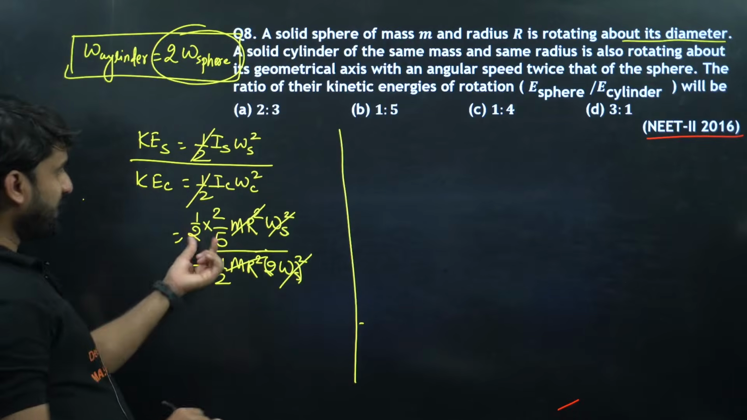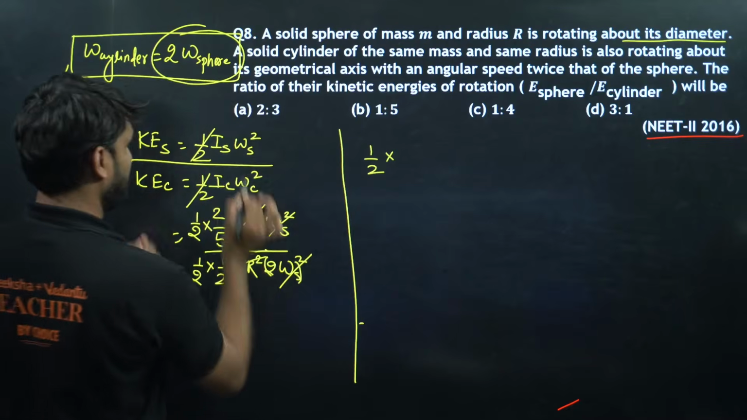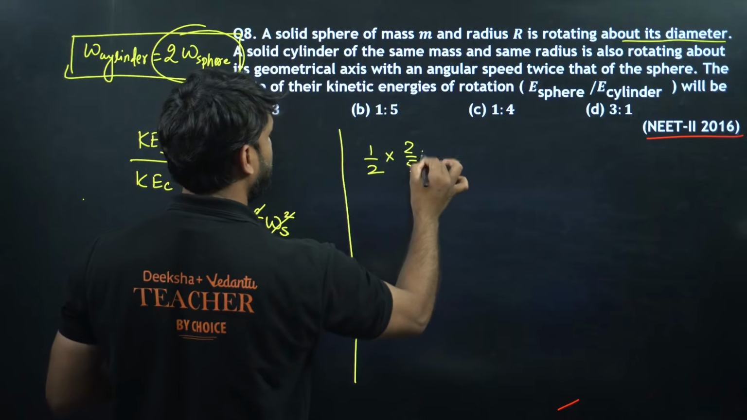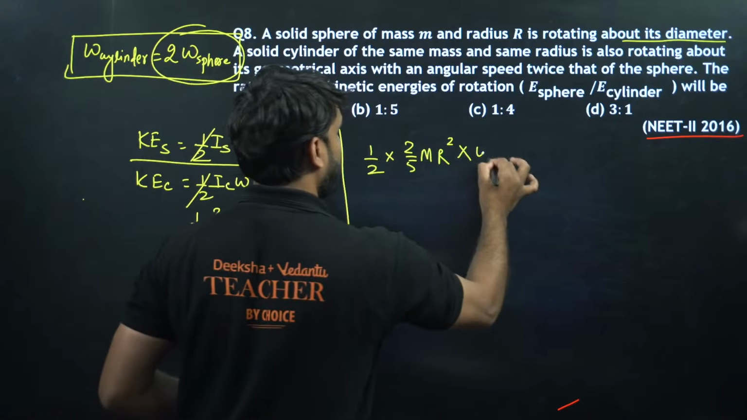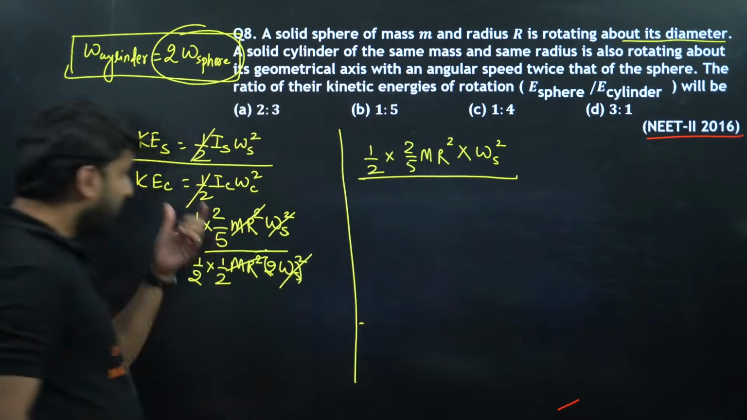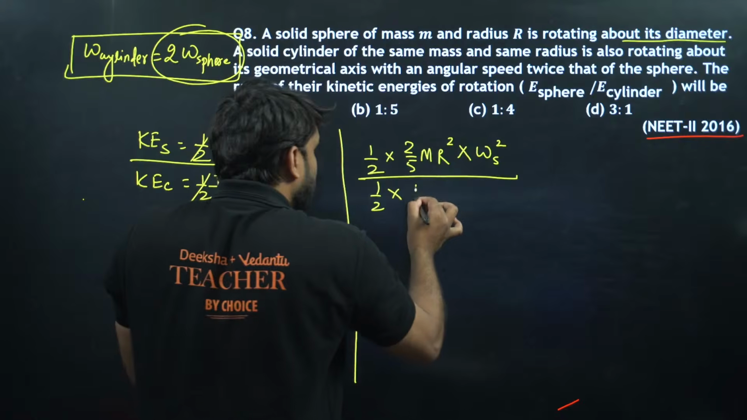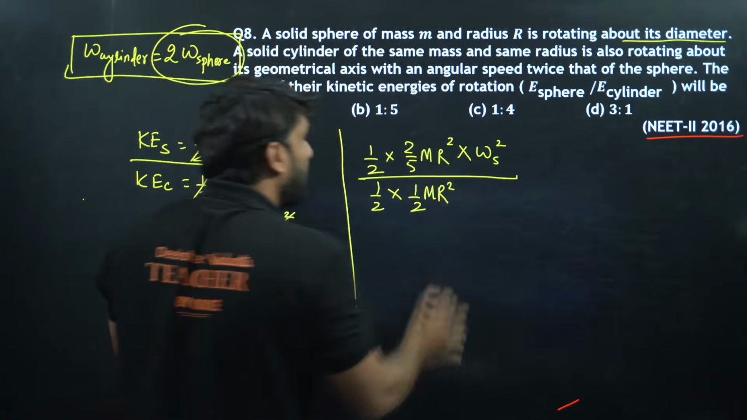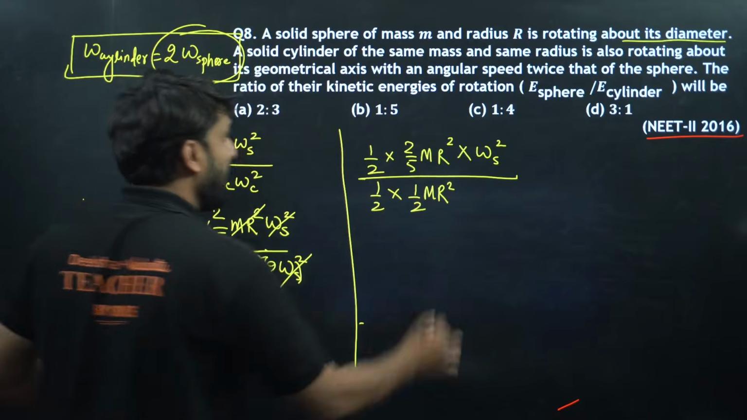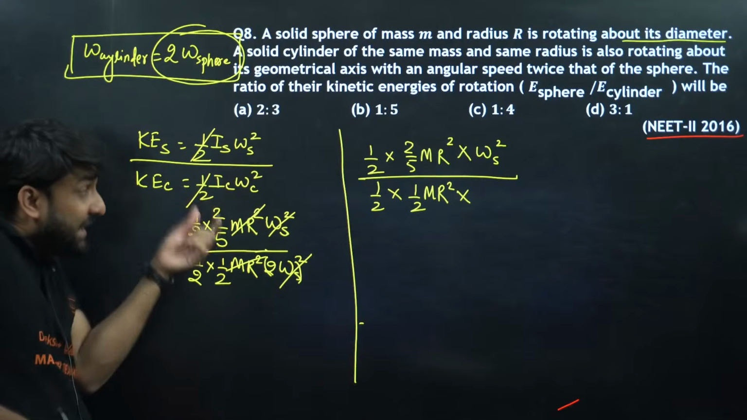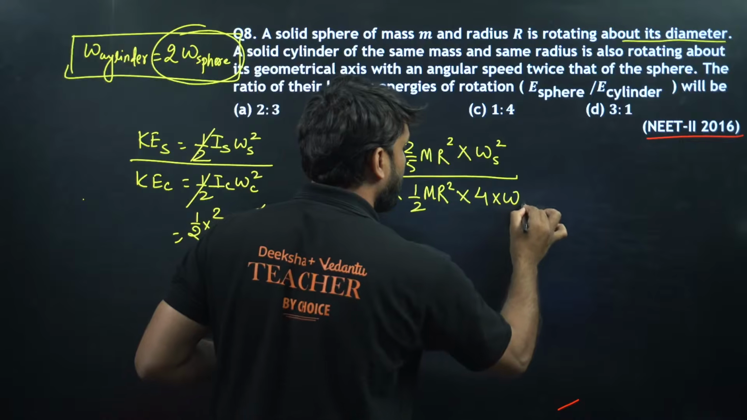So can we do again here? Yes. So this is 1 by 2 and the moment of inertia of a solid sphere is 2 by 5 m r square, and half I omega square, so omega s whole square divided by 1 by 2 cylinder, and moment of inertia of cylinder is equal to m r square by 2. So this is 1 by 2 m r square. Can you see here? This is solid cylinder, that's why m r square by 2. And here omega of cylinder is twice. So 2 omega square, that will be 4 into omega s whole square.